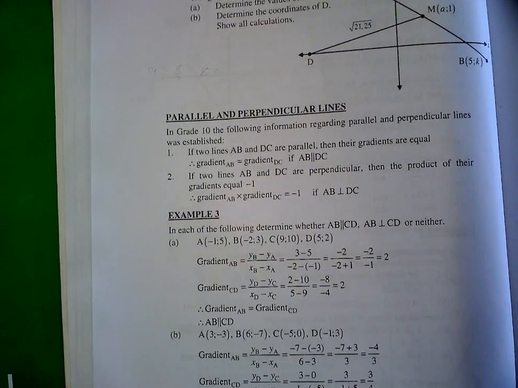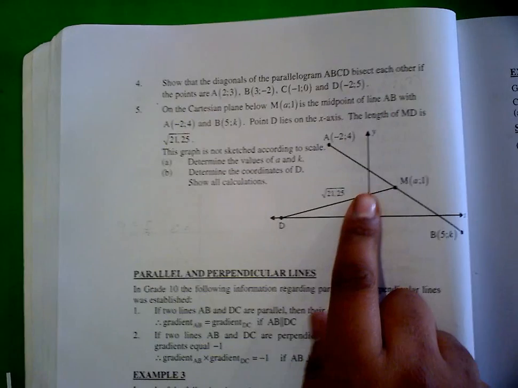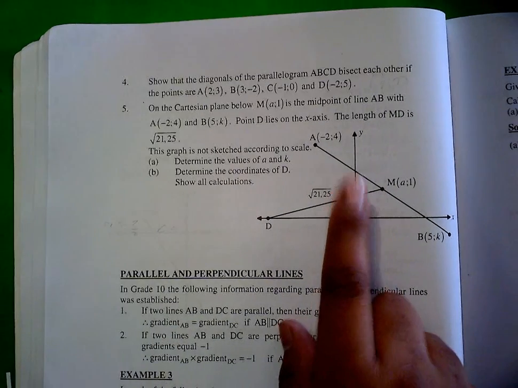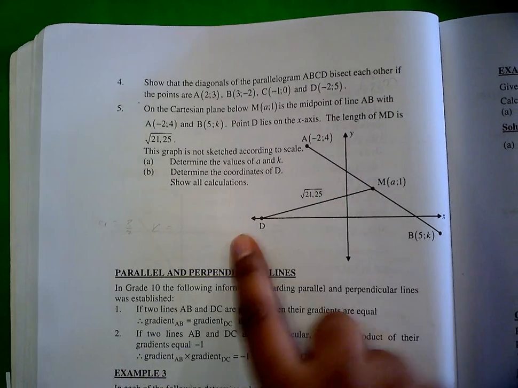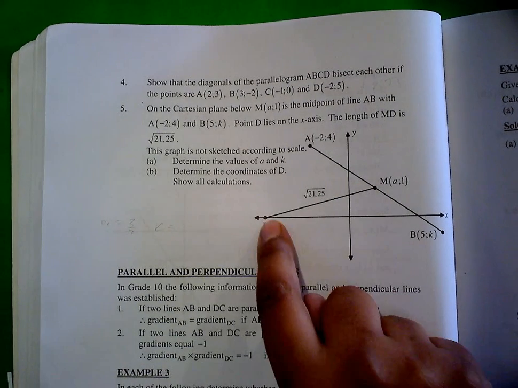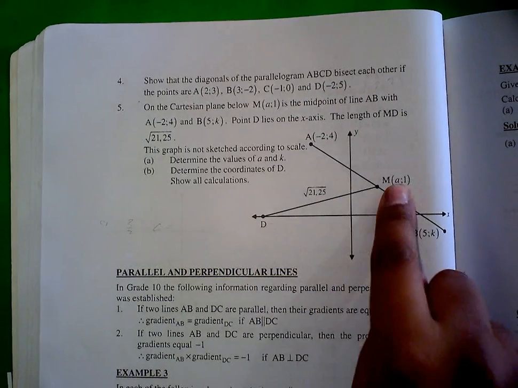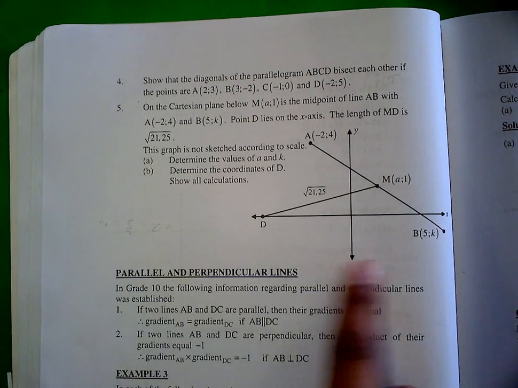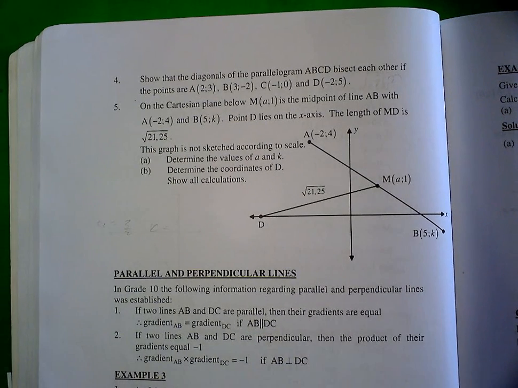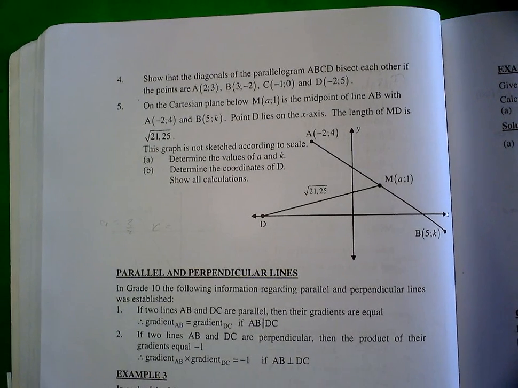Right, look at this question 5. This question 5 was basically what the last question we did now, 2.6, was about, where you had to work out the line of this and you had to work out the midpoint. So this is a very good question to go over again. Page 66, number 5 was very good to go over again.